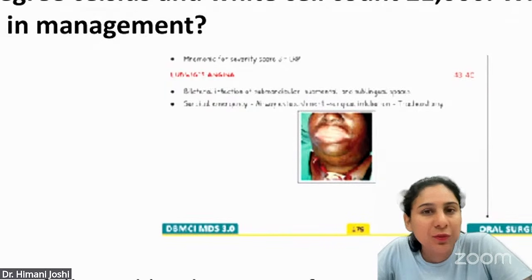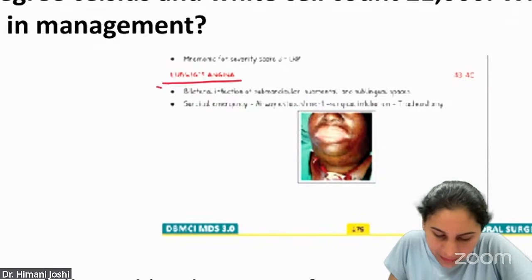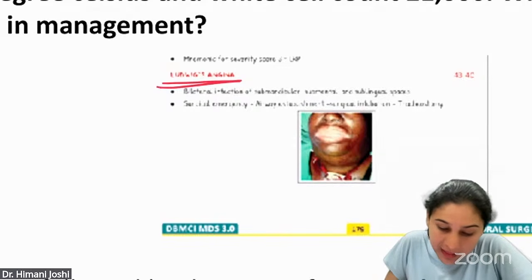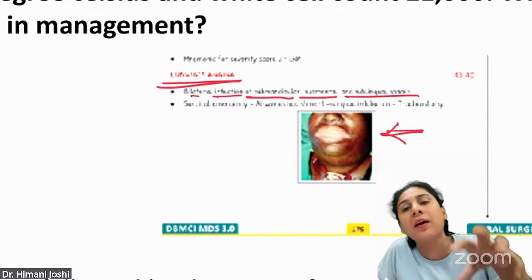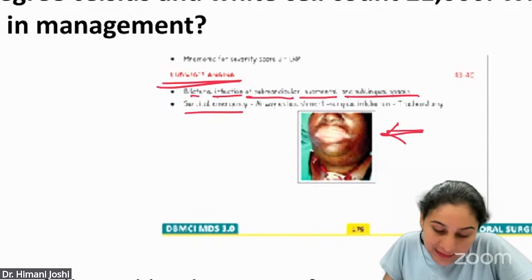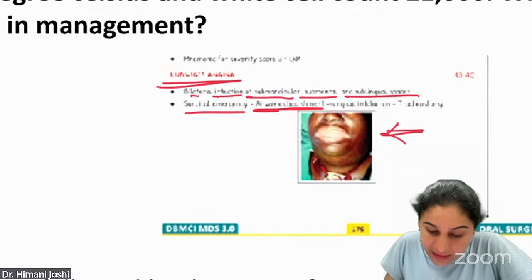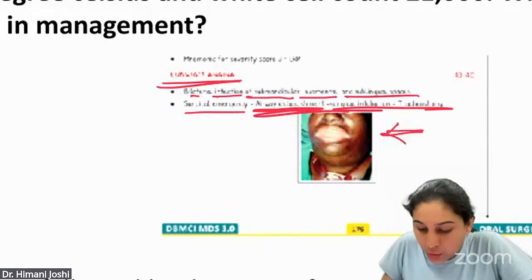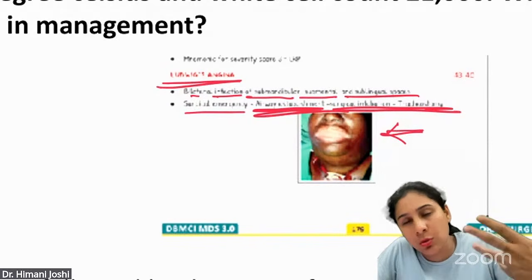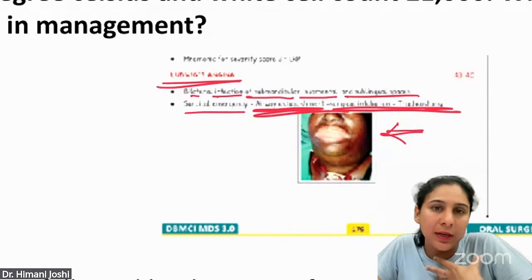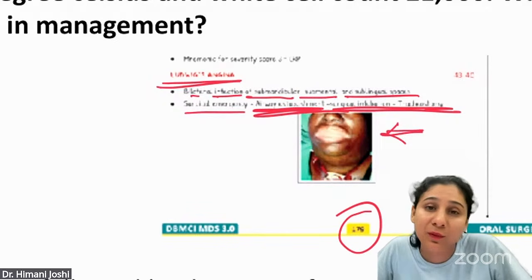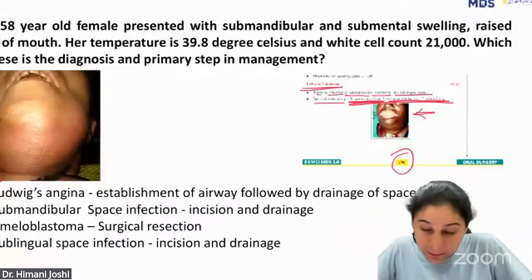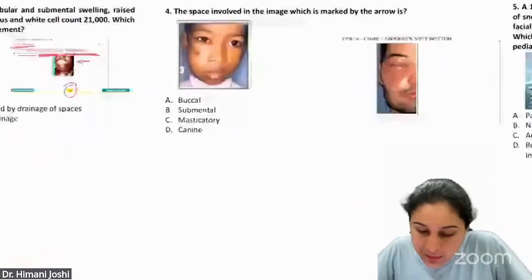Again, a direct pick from our notes. Somehow this is blurring. I don't know why it is blurring. So Ludwig's angina, bilateral involvement of the submandibular, submental and sublingual spaces. The image is also the same which we have taught to you, right? And it's a surgical emergency where airway establishment, oral intubation or tracheostomy, followed by incision and drainage is the protocol. If this is a little blurred, you can go and check page number 75 of our notes and it is very clearly given there. So this is question number 3.